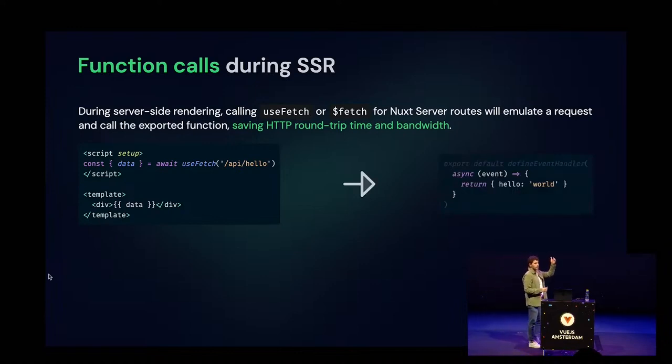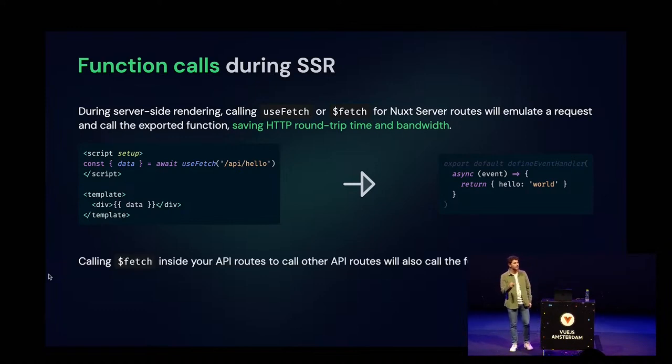So this means that even if you have 10 API calls on your server route, when doing server-side rendering, it won't make an HTTP request, it will directly call these functions. And it's the same in your server API route if you call another API route.